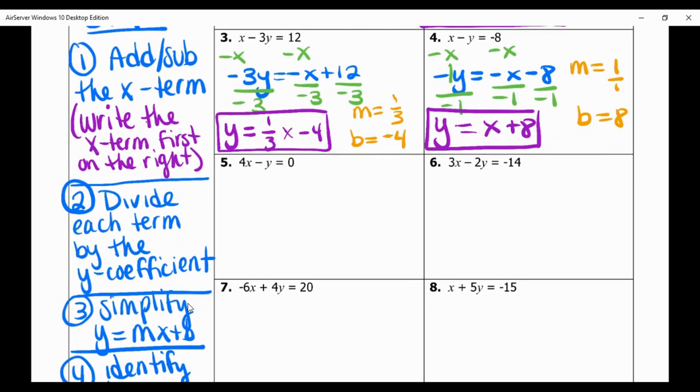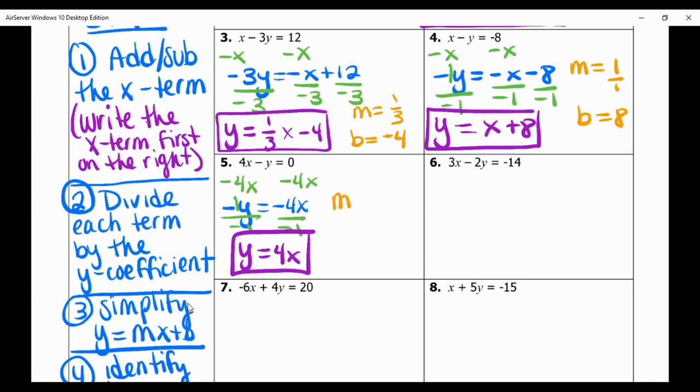For number 5, 4x is positive, so we'll subtract it from both sides. On the left, we have negative y equals negative 4x. And same thing, we want to divide both sides by negative 1 to solve for y. So the slope of this equation is 4 over 1, and the y-intercept is 0.